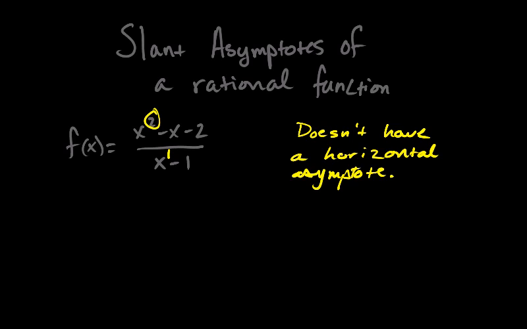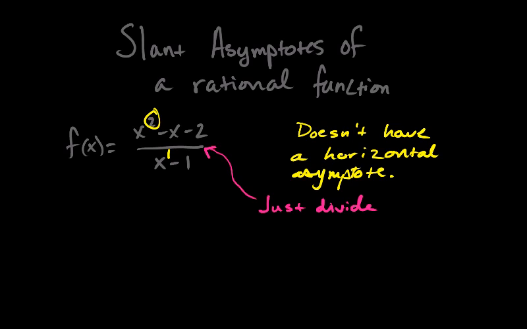But notice in this case that the degree on top is 1 more than the degree on the bottom, so there is no horizontal asymptote. But in this special case where the degree on top is 1 more than the degree on the bottom, there will be a slanted asymptote. The way to find the actual slanted asymptote is to just divide. So this little bar right here means to divide, so you're just going to divide.